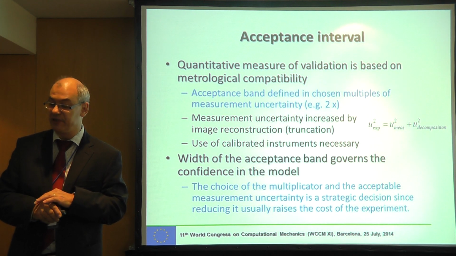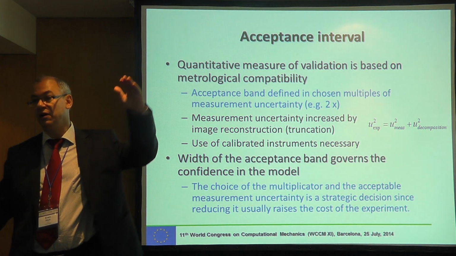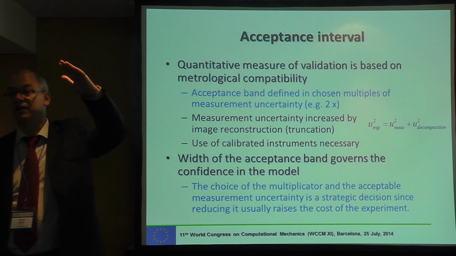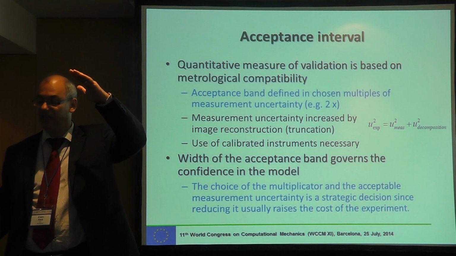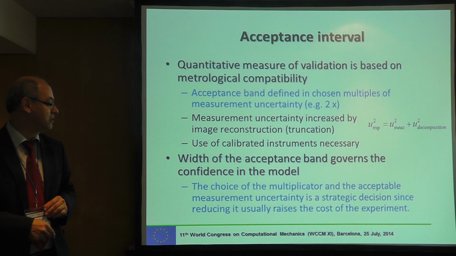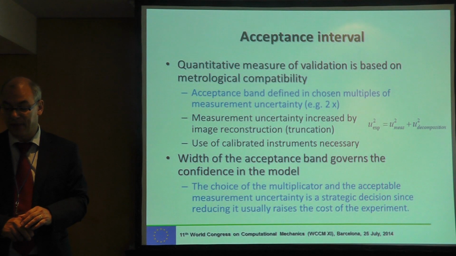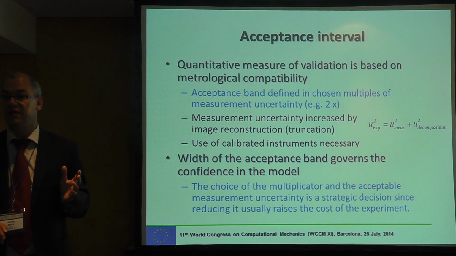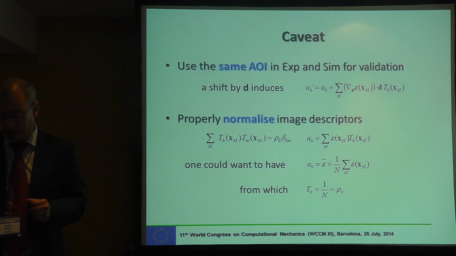Now the width of the acceptance bands governs the confidence in the model. You could always allow a large band and say, well, my model is fine. But large bands means you're not really interested in the details. So the choice of this multiplicator and the acceptable measurement uncertainty is a strategic decision to take. And if you want to reduce these, this normally increases the cost of the experiment.